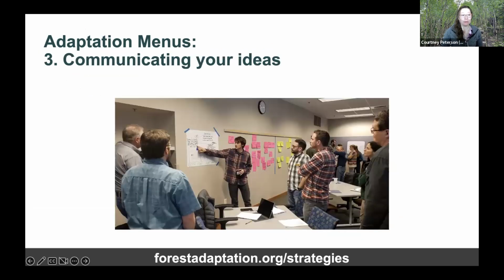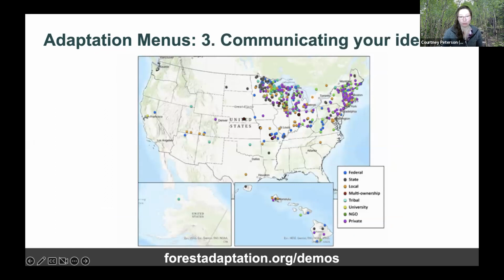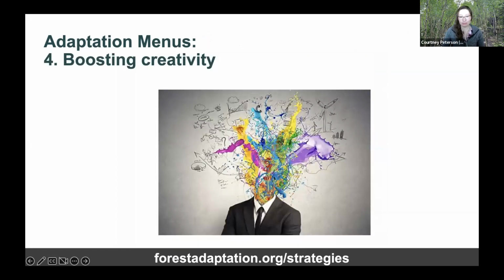The menus also help with communicating our ideas. So using these menus really allows people in different places, coming from different contexts, to all speak the same adaptation language with a consistent description and definition of their ideas. And so we can really use these menus and the strategies and approaches to succinctly describe what we're doing and why. And we have lots of demonstrations and examples of projects who have gone through this process and really used the adaptation workbook process and menus to communicate their ideas. So you can find all of those examples on the website at forestadaptation.org/demos.